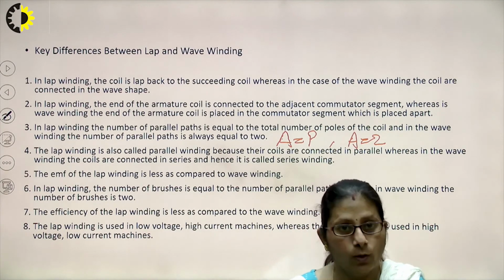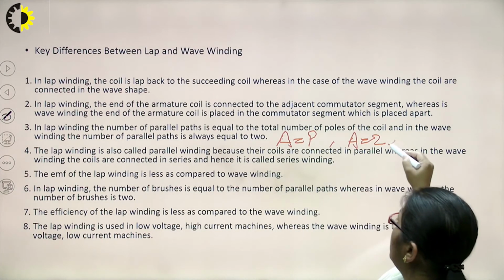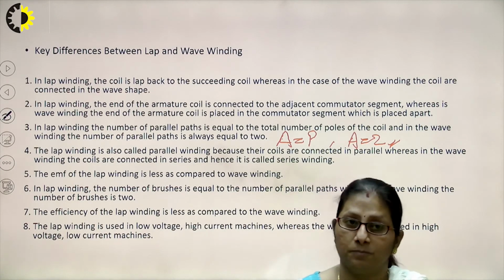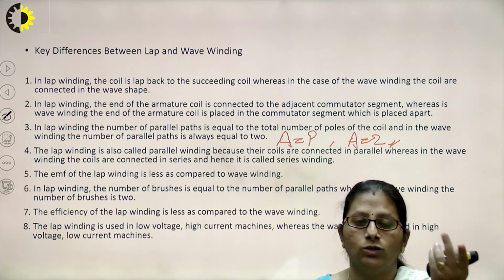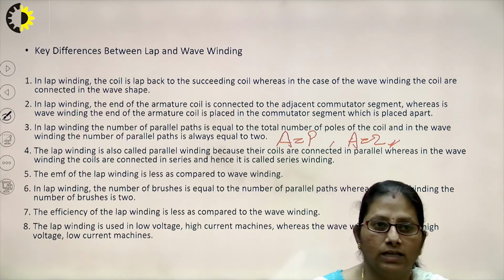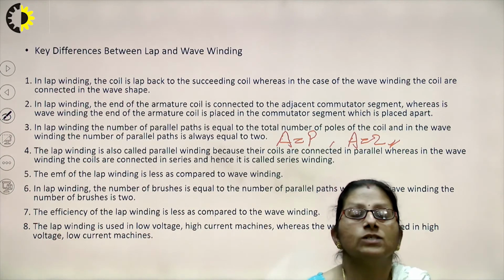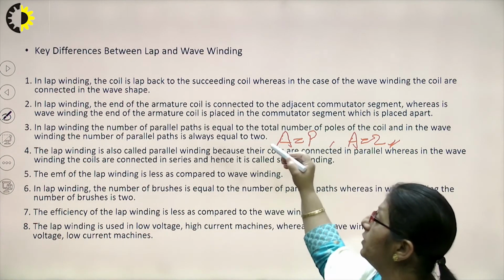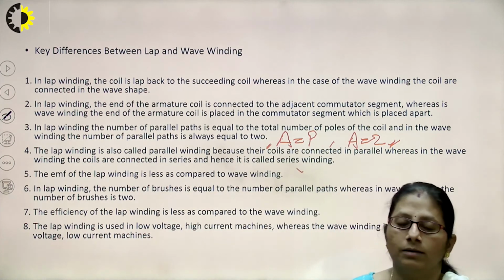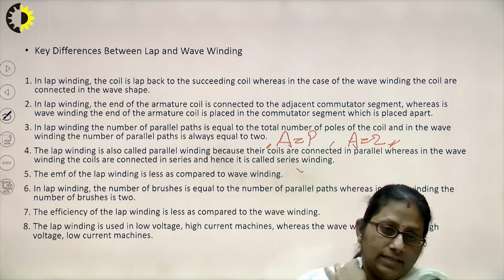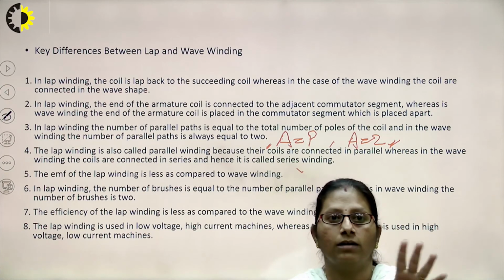So in this case, I'll have more conductors connected in series, because I have only 2 parallel paths. Supposing the motor or the generator has 4 poles, then in case of a lap wound generator, the number of parallel paths would be equal to the number of poles, that is 4. So I'll have 4 parallel paths.